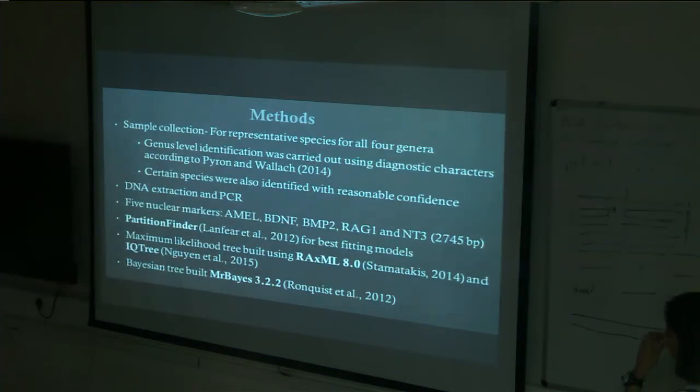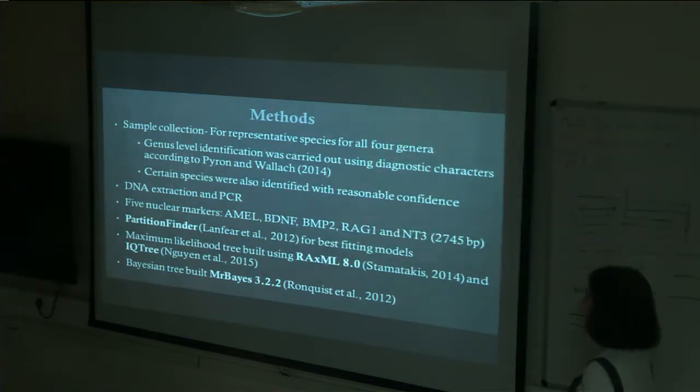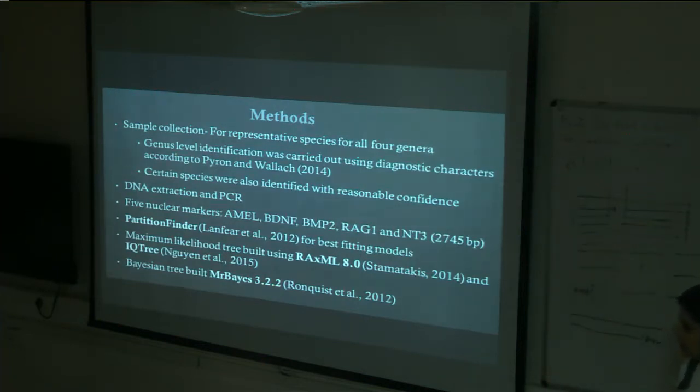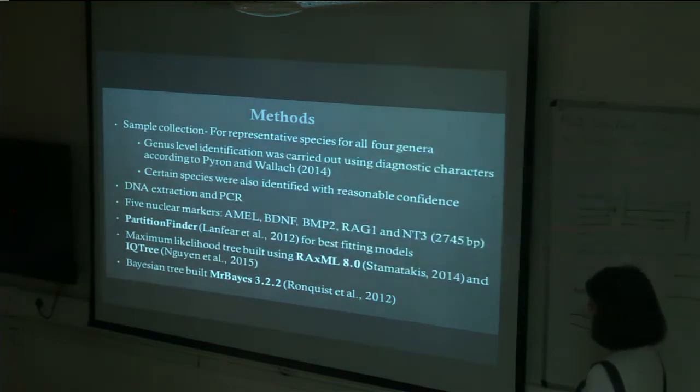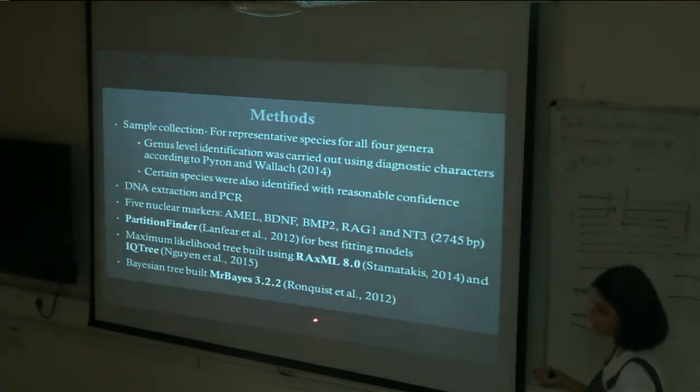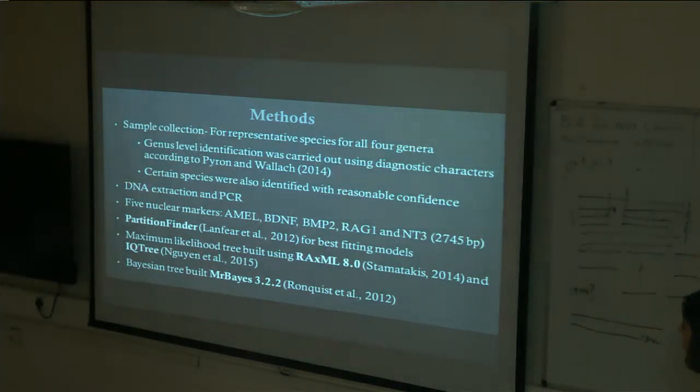So I collected samples for the 4 genera and carried out a genus level identification. Some of the species were also identified. I carried out DNA extraction and PCR. I used 5 nuclear markers. These were the markers that the other studies had used, so I could use them in that phylogeny. I'm guessing you are all familiar with these tools now because you've covered them in the practicals. So I found out the best fitting models and built ML and Bayesian trees.